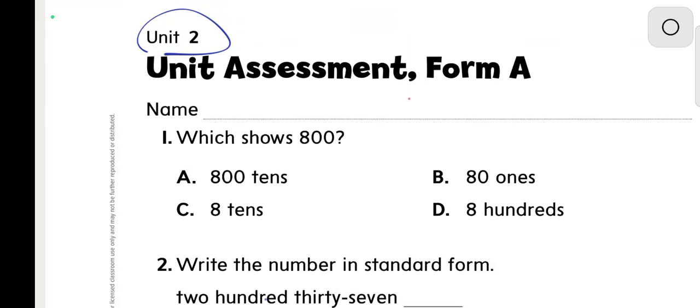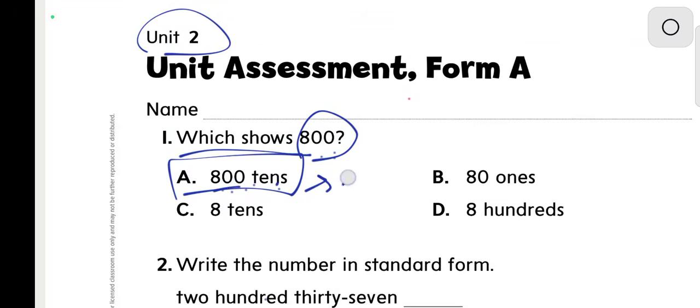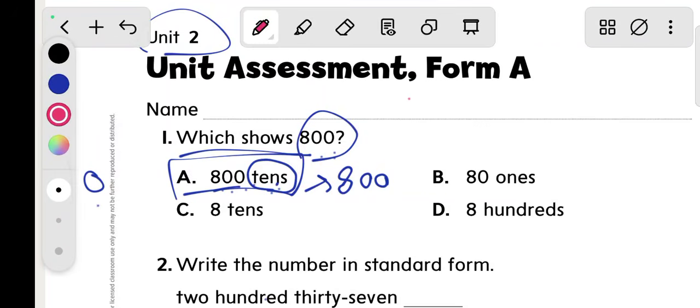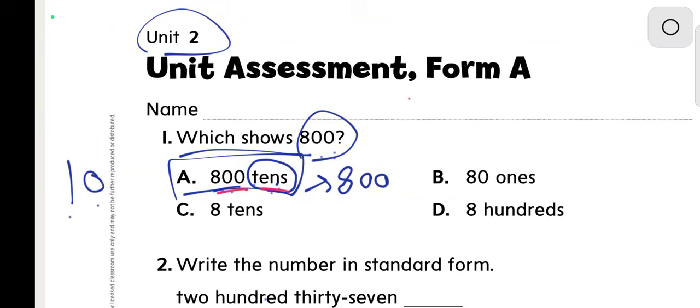Okay, first question is, which shows 800s? How can we know the answers? Listen to the first one. 800 tens is the same as 800 tens. If you need to write this word, you have to write 800 and ask how many zeros in tens. 1 0, good, because tens is 1 and 0. So you have to write 800 and put the zeros in 10. So it's going to be 8,000. Is this 800s? No, so we can't choose it.